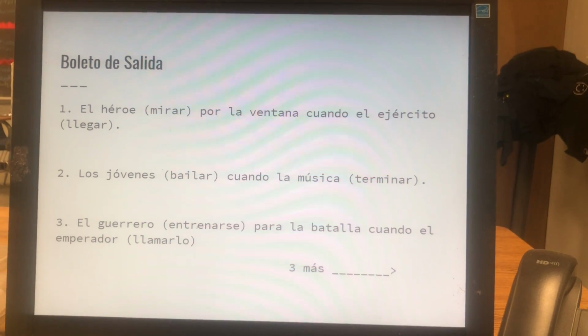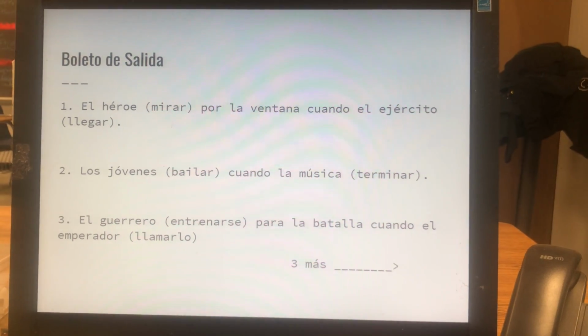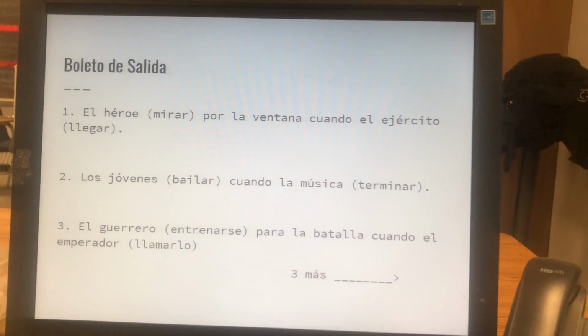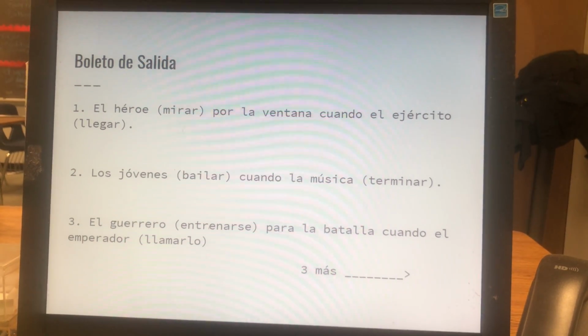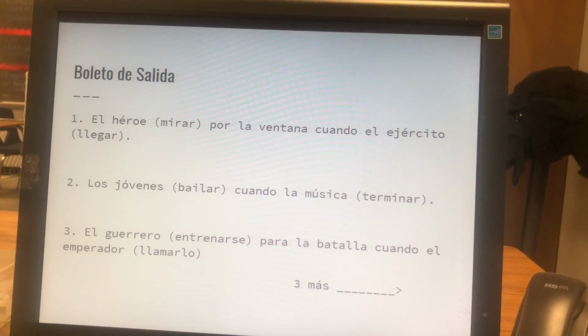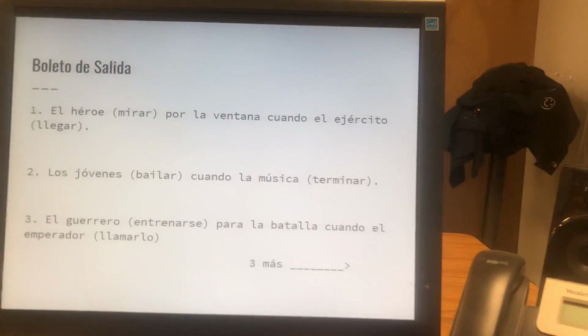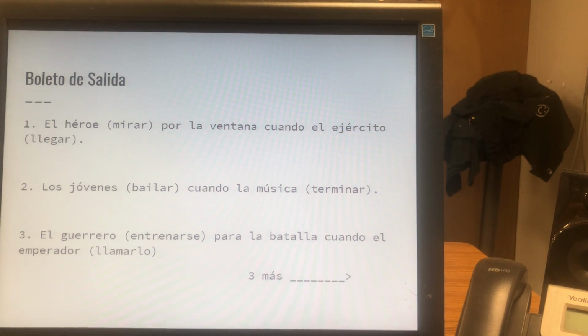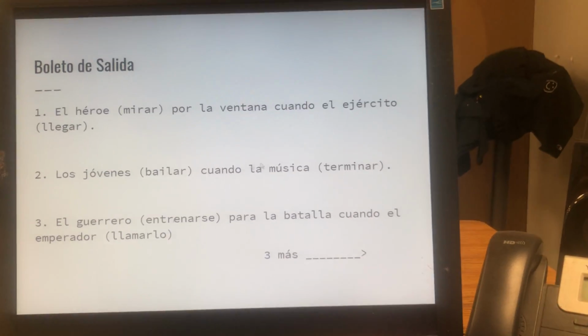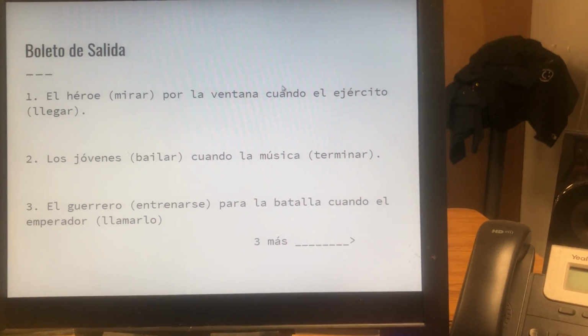Or it could be the hero looked out the window when the army arrived. So it doesn't matter really how you translate in English. What matters is you need to choose between the preterite and imperfect. And if you look, one thing is happening and another thing interrupts it. And I know something else is interrupting it because of the word cuando, when.